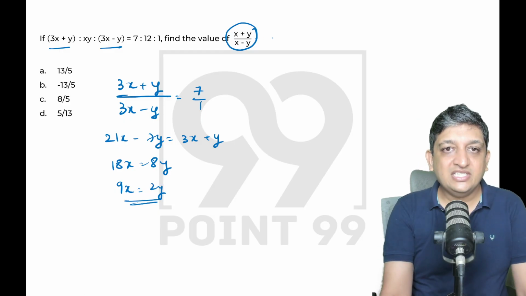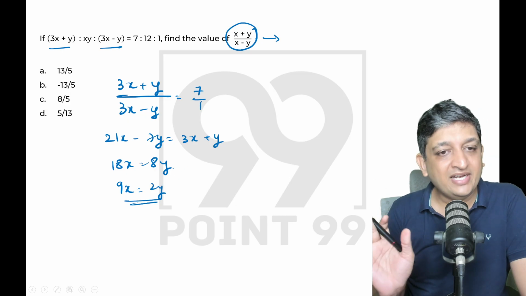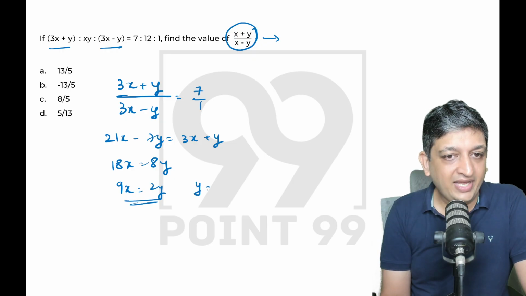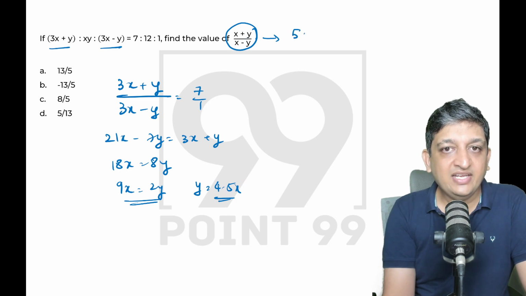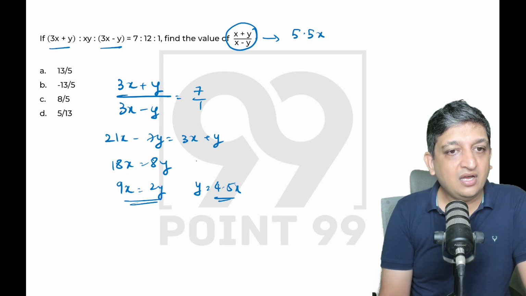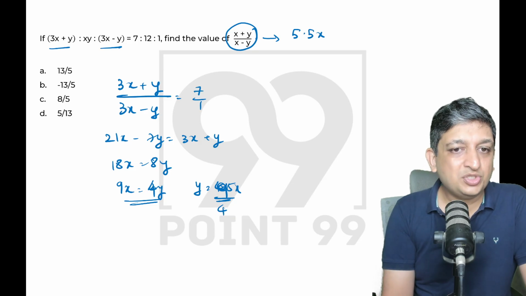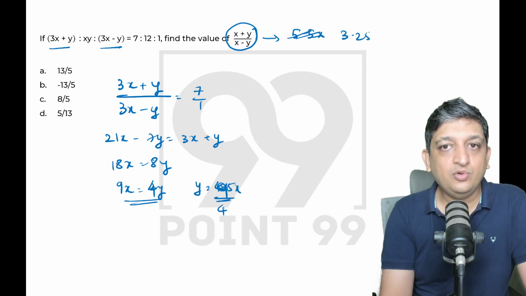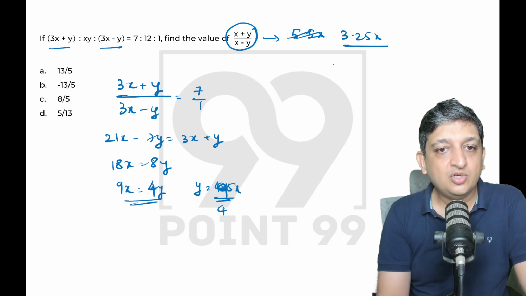Now one thing we can do in this context is convert everything to y, because that might make our life easier. Sorry, 9x equals 4y. And that's why I'm going to get 9 by 4. y equals 9 by 4 x, right? So instead of y, I'm going to put 2.25x. So if I add, I'm going to get 3.25x divided by x minus 2.25x.